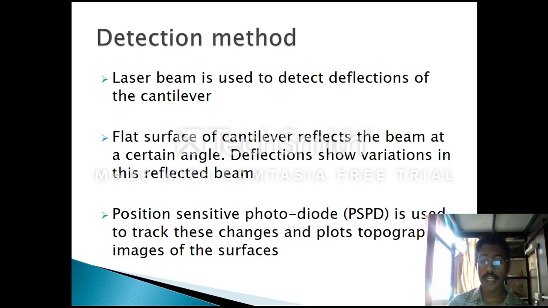In the detection method, as we have seen, there's a laser beam, and the incident laser goes onto the flat surface of the sample. Sorry, not the sample, but the cantilever. As we have noticed, when there's a surface and an incident ray, as the surface keeps moving, the reflected ray also keeps varying, right? The same logic applies here. As the cantilever has to move depending on the surface, there are variations in the reflected beam, and these deflections are detected by a position sensitive photodiode, and it produces the corresponding topographic image of the surface.